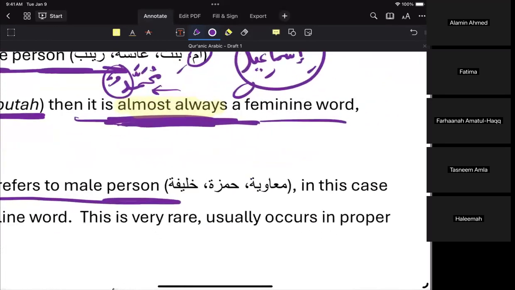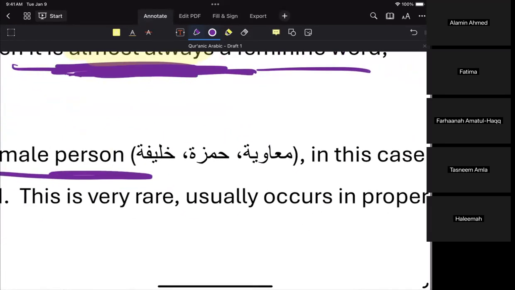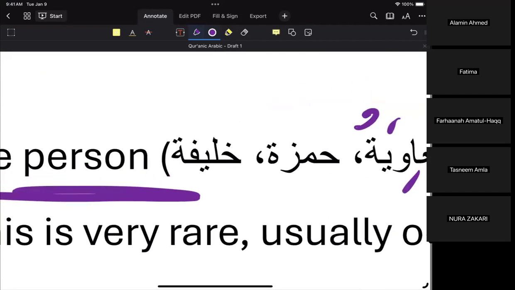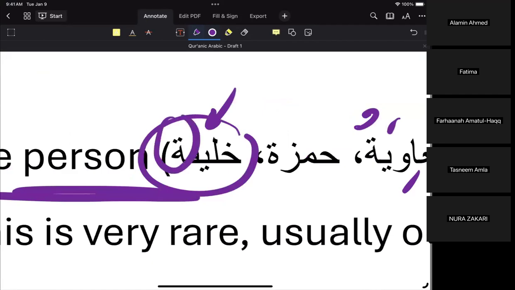So same thing. If the word refers to a male person, then there's no discussion. We're looking for gender. We got our gender. Like Muawiyah, this is one of the Sahaba. Okay. Then we have Hamza. Of course, we know the word Hamza, another great Sahaba. And also like Khalifa. Khalifa is not the name of a person, but it has a ta marbuta. But what is Khalifa? Who becomes Khalifa in Islam? Right? It's always a male.